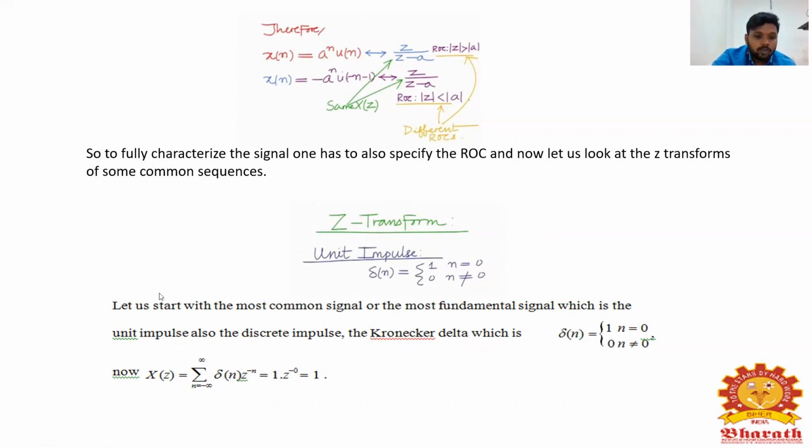In the place of delta of n, if I substitute 1 for n equal to 0, then I will get 1 into z power, and in the place of n, I have to substitute 0. So z power minus 0, and z power minus 0 is 1. Therefore, we got the answer 1 for the unit impulse.